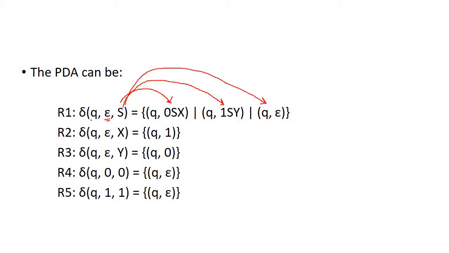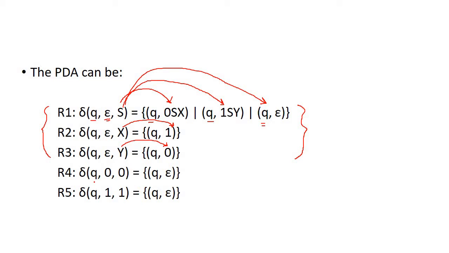In every transition you can see that the state remains the same, the state is not changing. Then there is another transition function for the next non-terminal, that is X. So X is producing 1. The third one is Y is producing 0. So these productions are translated into transition functions in this group. The next group, R4 and R5, belongs to the terminals. These are the popping out terminals.